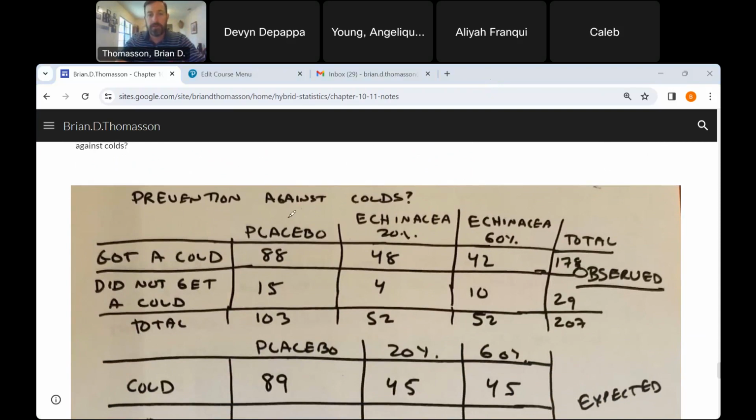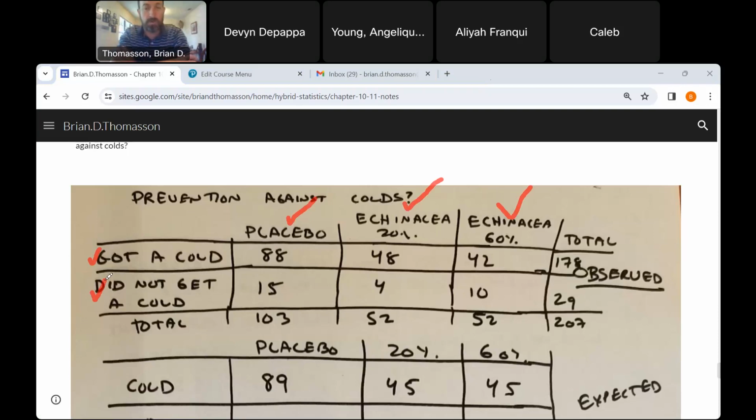We have these three groups: the group that takes a placebo, which is whatever little green pill, and then a group that takes 20% echinacea and 60% echinacea. And we want to compare that to whether they got a cold or not. Does the drug work or does the drug not work?